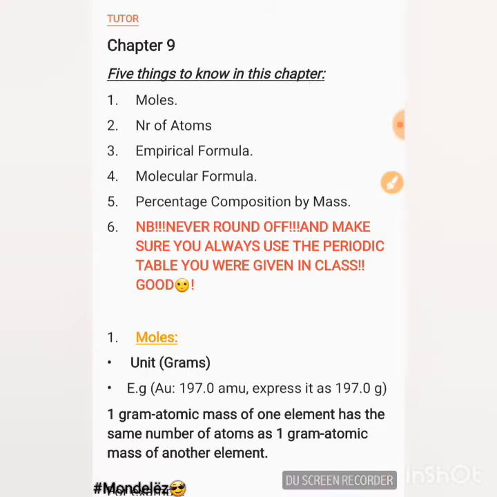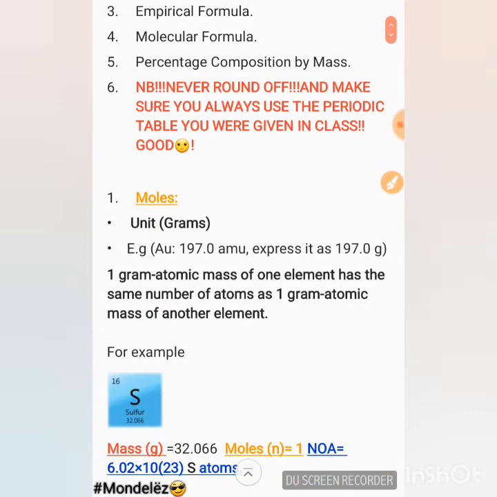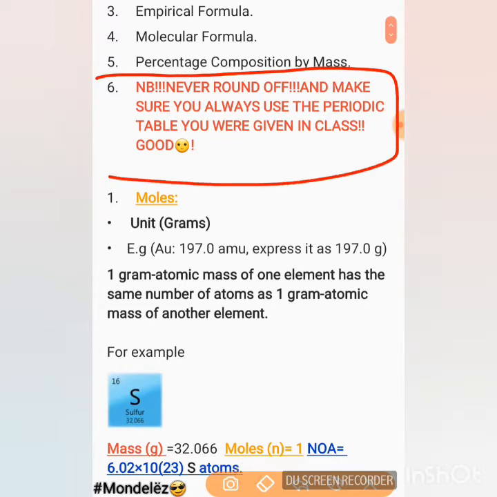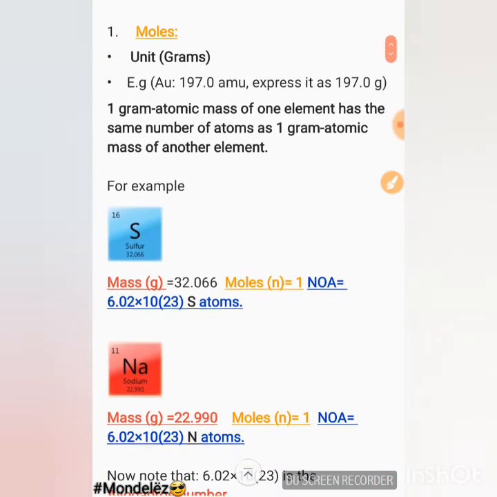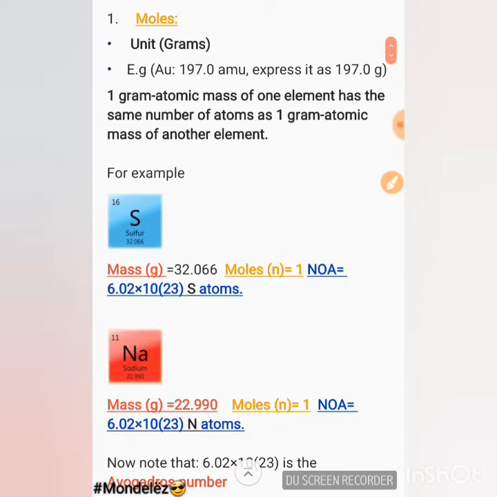All right. And before we go any further, please do note this point here. Note it. It's very important that you should never, ever round off unless you're instructed to, and make sure that you always use the periodic table that you're given in class. All right. Good. Now, the first one, the moles.